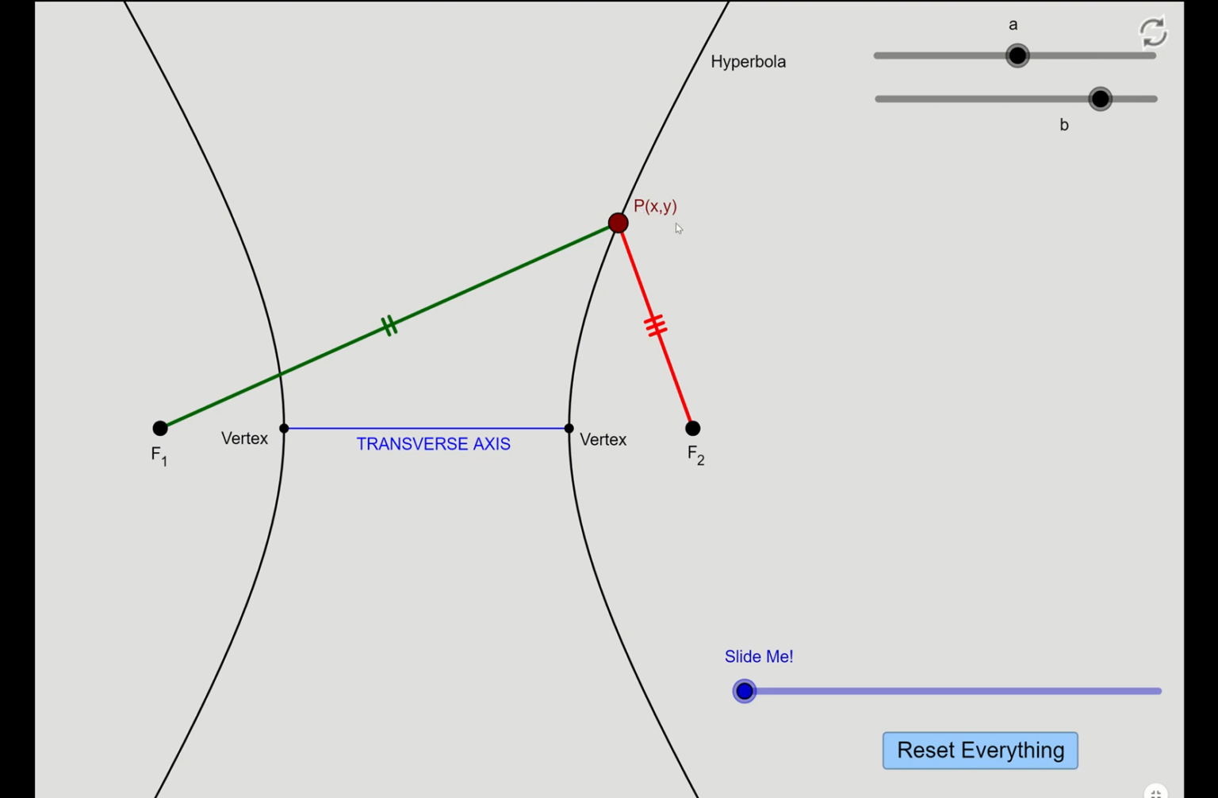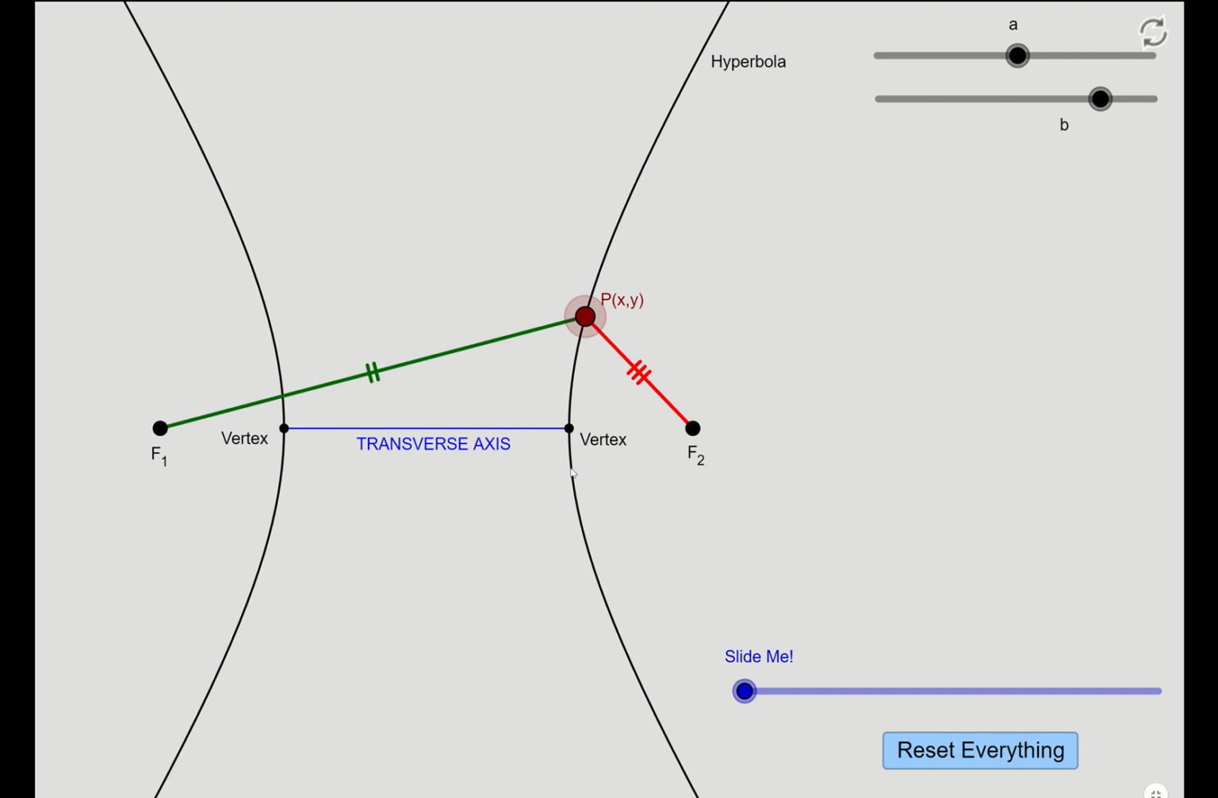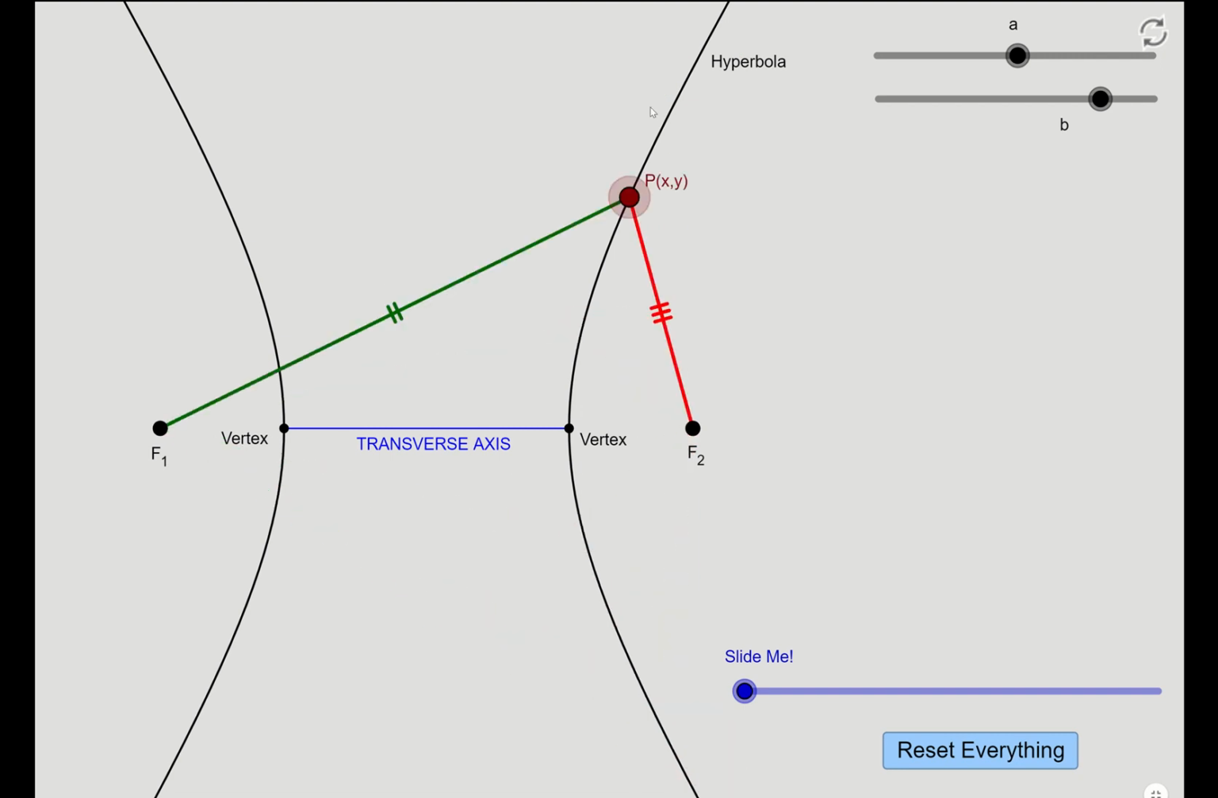So first of all, you see this point right here. It says P with the coordinates X, Y. What you're able to do is take your mouse and drag this anywhere you want on this branch of this hyperbola, okay? You can't take this point and put it over on this branch, but the argument would be the same as if that point were on that branch on the left there.